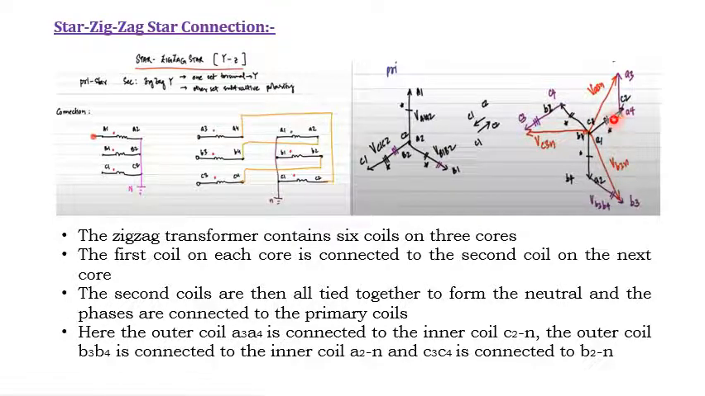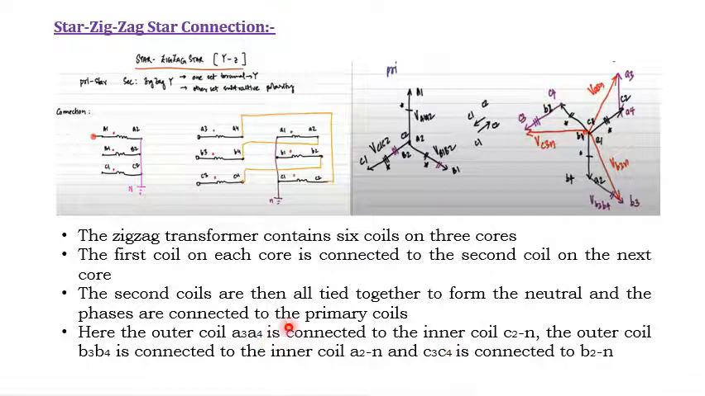This is represented as Va3n. This is represented as Vb3n. This is represented as Vc3n. That means the A phase voltage, the B phase voltage and the C phase voltage.